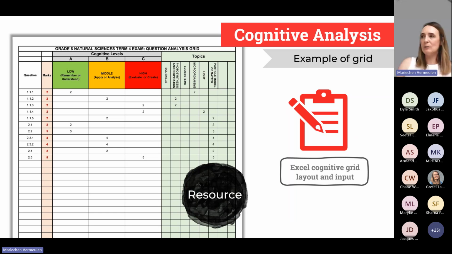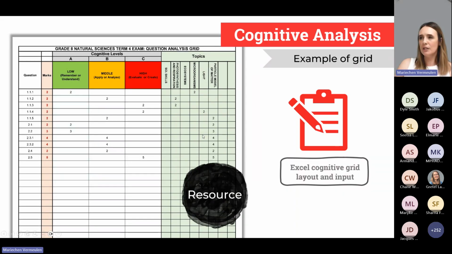I want to quickly talk about a cognitive analysis grid, because what we're going to do next is not only the practical part, we're also going to look at how to input data into this grid. This is another resource that you will receive. We've had some questions on the group about this in the last week or so. You'll get one of these, and this one has been filled in somewhat.